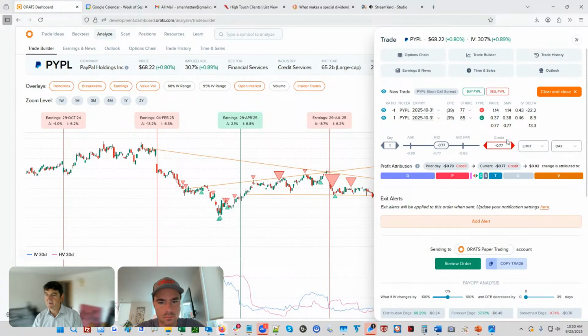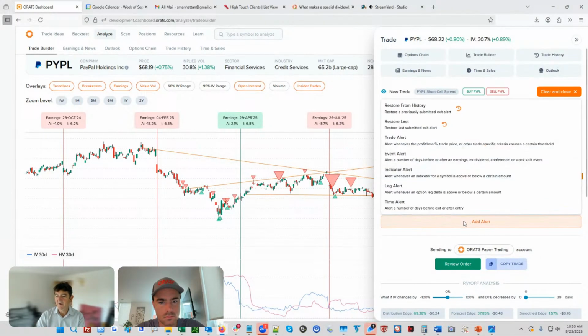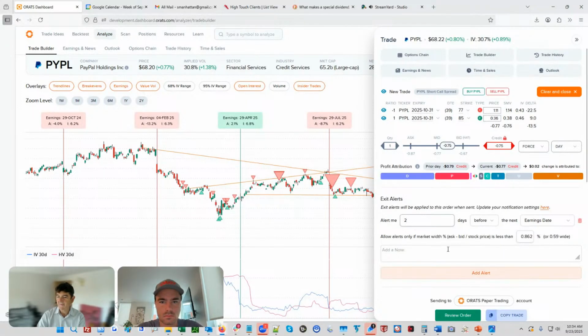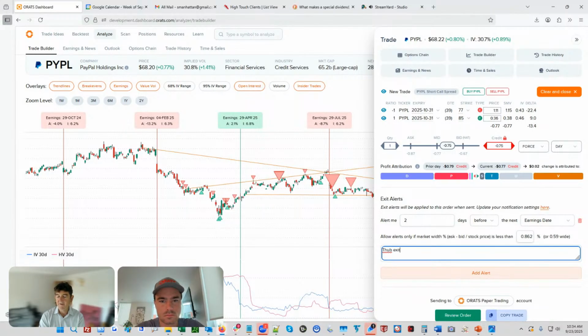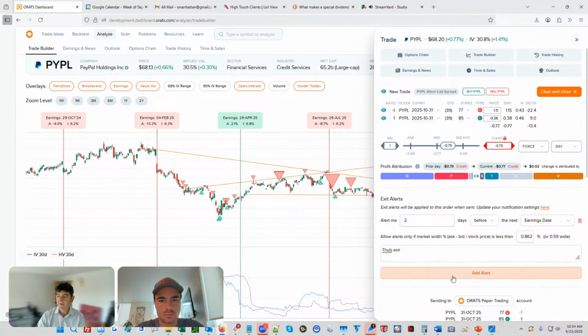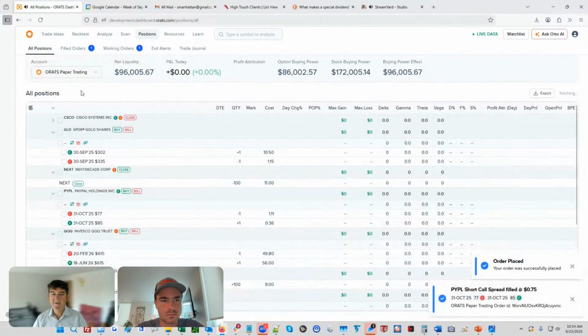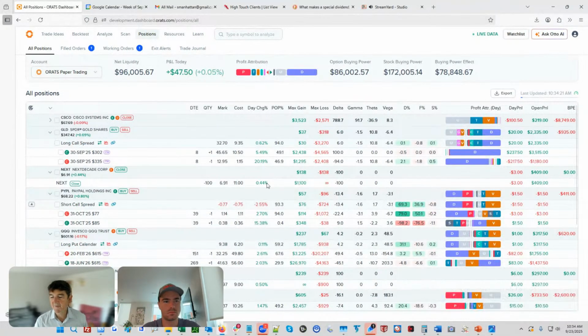But let's go back to our trade. It's 78 cents, so we'll give them a couple cents of edge. We'll force it so we could get it filled there. We could add an alert, a time event alert. So I want to know like 2 days before earnings date, and I want to exit the trade before earnings. All right, and then we'll review that, confirm and send it. And then we got filled, and we'll get alerted a couple days before earnings. You could also get alerted if it's at a certain profit.